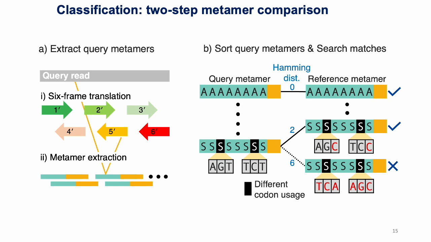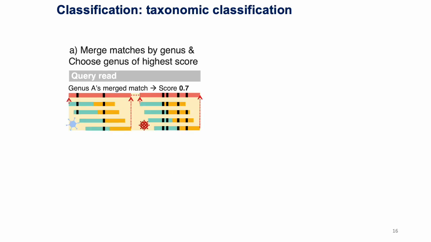In this example, the last reference metamer has a DNA Hamming distance of 6 to the query metamer, so it is rejected, and the middle reference metamer is selected. So the selected matches are used to make the taxonomic classification.